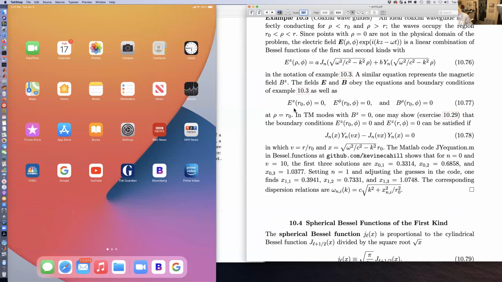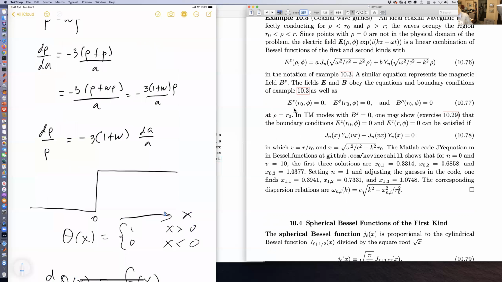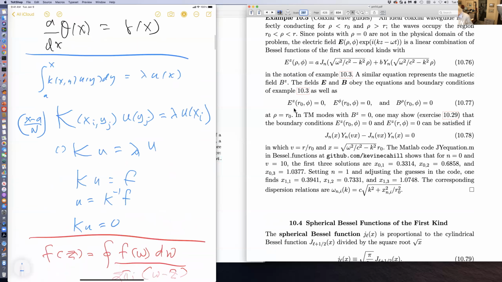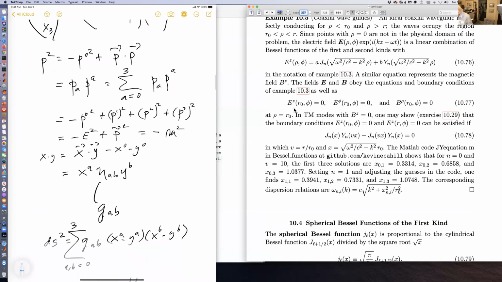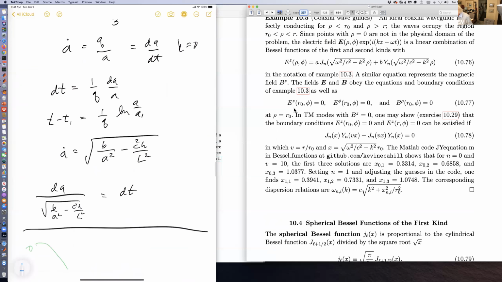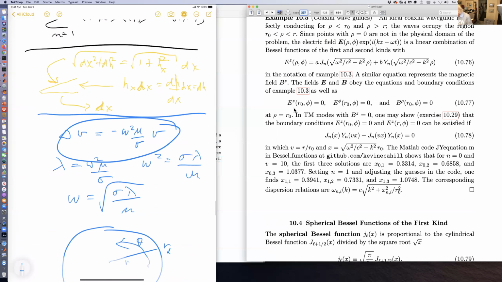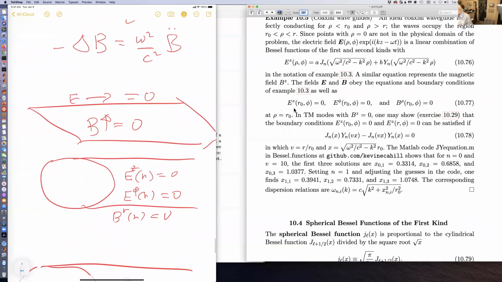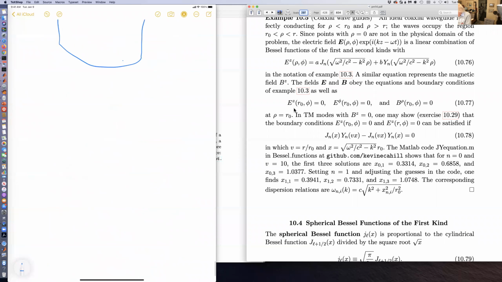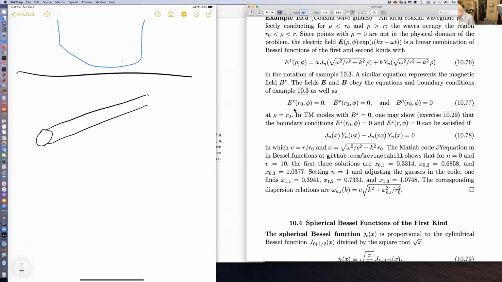So let me bring up notes and go to where we were at the end of the notes. What we've got basically is a conducting interior and then a cylinder.